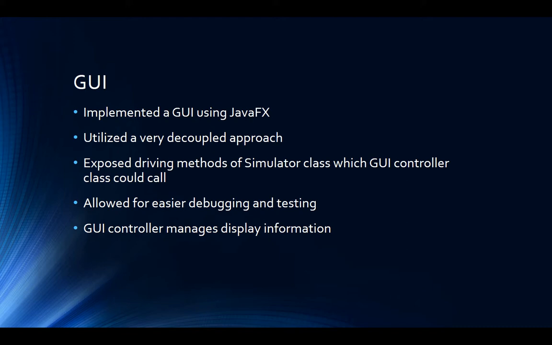The last major change that was made was the implementation of a GUI. We did this using JavaFX. We implemented it in a very decoupled way. We exposed the simulator class APIs as an API so that the GUI controller class could just reach out and call the necessary functions in order to control the simulator. But because of the decoupling, we were able to still use the simulator directly through IDEs or through the command line, however we wanted to do it. So this decoupling approach worked out really well for us.